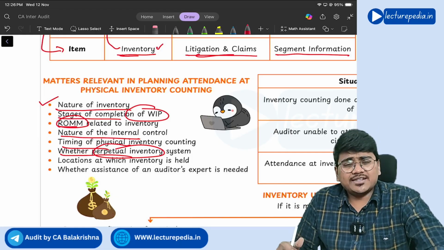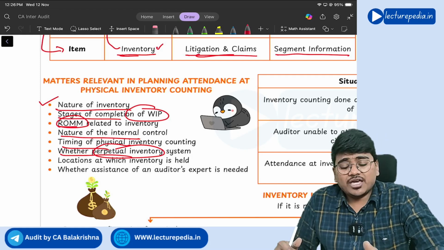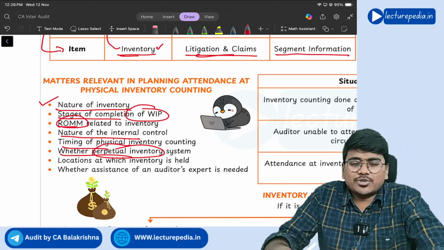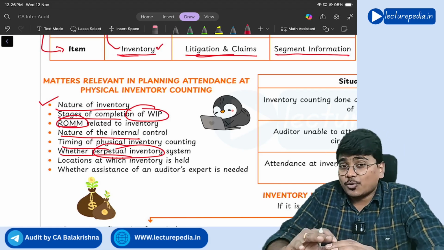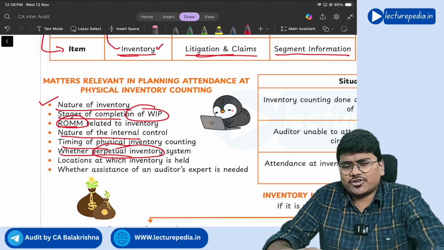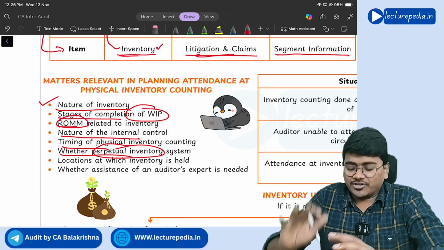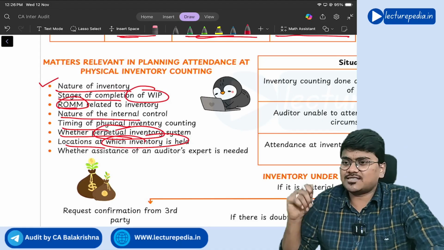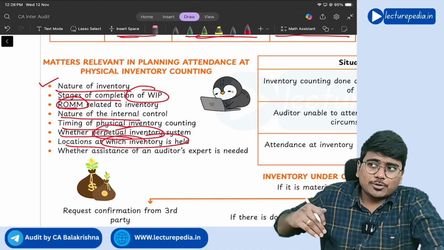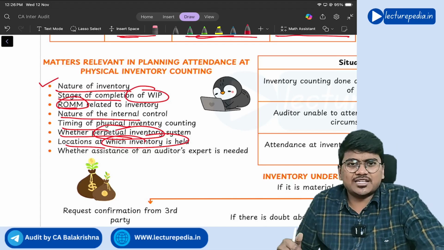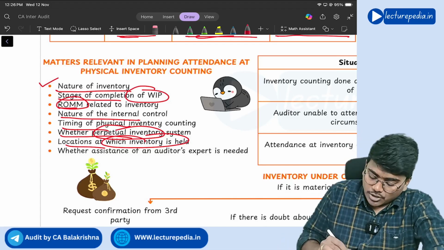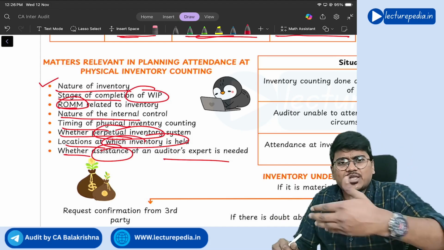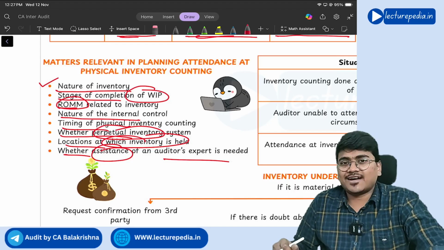So if the entity is maintaining perpetual system, the way you will audit will be different. If the entity is maintaining a periodic system, then the way you will audit will be different. So you need to consider this also, whether the entity is maintaining perpetual system of inventory records or periodic system of inventory records. Next, locations at which inventory is held. At how many locations inventory is there, this you need to know, because you have to plan the presence at the physical inventory verification location. Correct. Next, whether assistance of any auditor's expert is required, or the auditor himself can handle the situation. This also should be considered by the auditor.